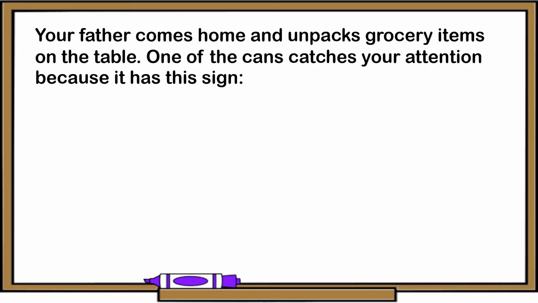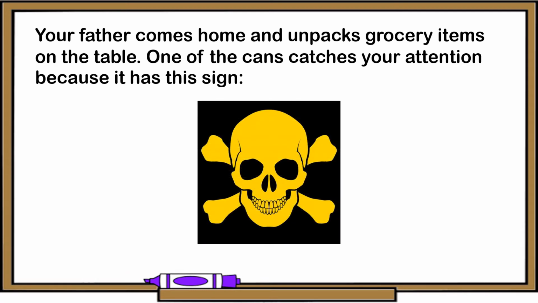Now kids, for example, your father comes home and unpacks grocery items on the table. One of the cans catches your attention because it has this sign. So what is this sign? As you learned in the previous lesson, safety begins at home. One of the ways that you can show safety is being alert. When you are alert, you are mindful of your surroundings.